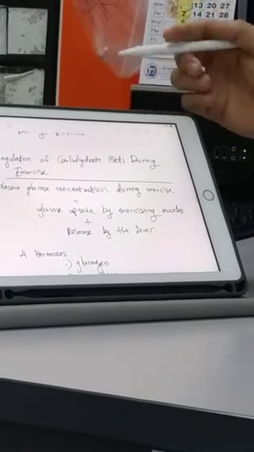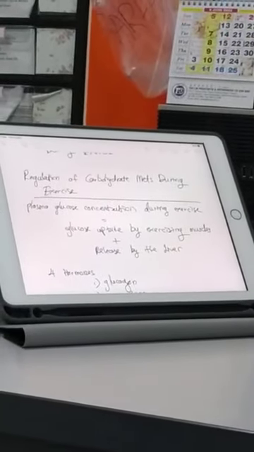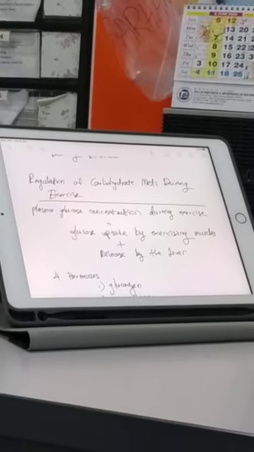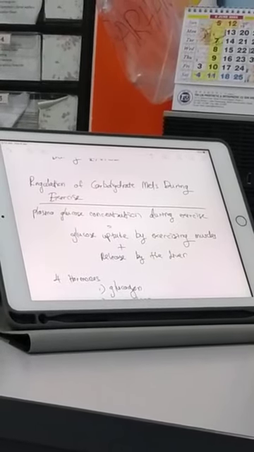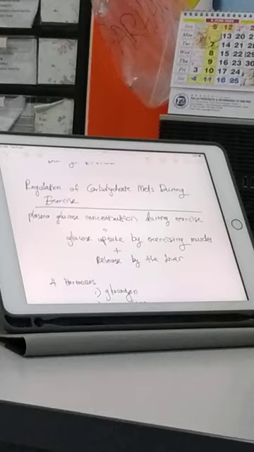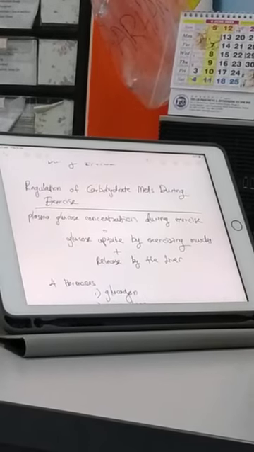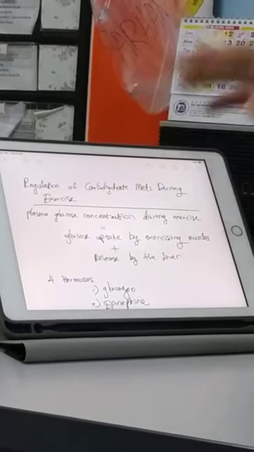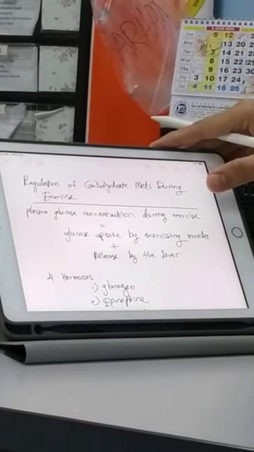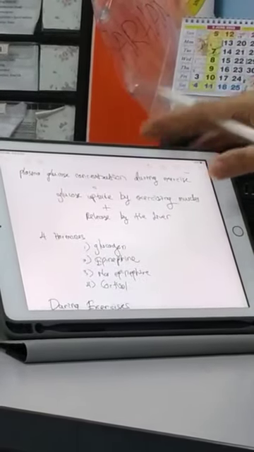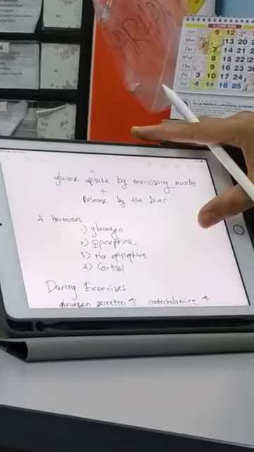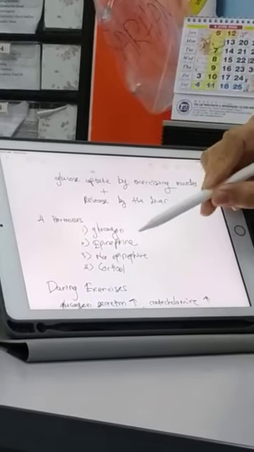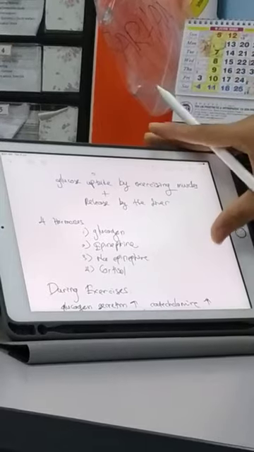During the exercise, our plasma glucose concentration will go up and down. This is controlled by our hormones, and also by the glucose uptake by the exercising muscle. Actually in the exercise, there are 4 major hormones: glucagon, epinephrine, norepinephrine, and also cortisol.